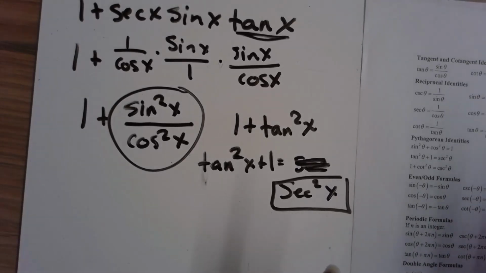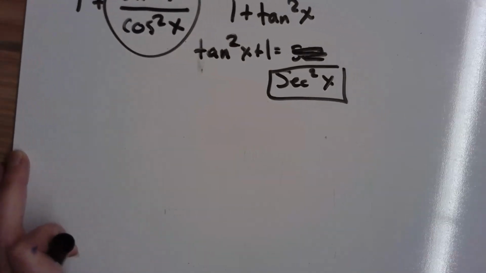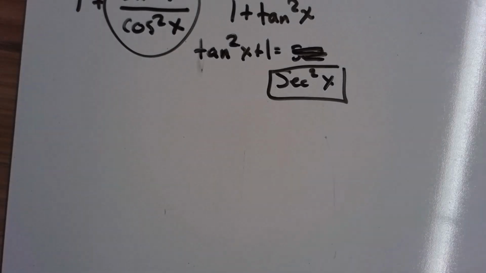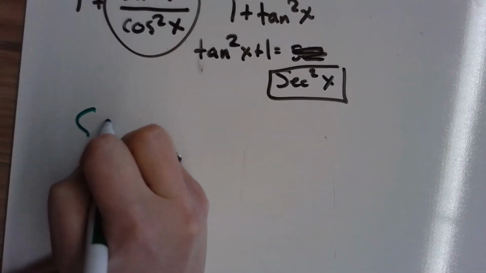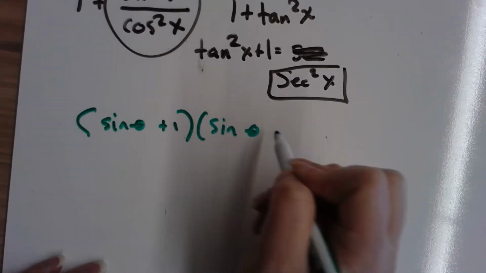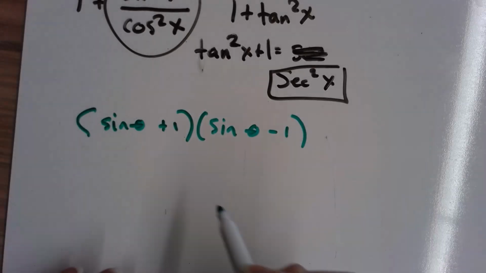So those Pythagorean identities come in pretty handy, especially when we have a sine squared, cosine squared, secant, tangent, cotangent, anything we have a squared in ones, we're going to look at those Pythagorean identities. Okay, one of our strategies also talked about if you have two binomials to multiply them. So our next one is going to be sine theta plus 1 times sine theta minus 1. Anytime I have binomials like this, we're going to start by foiling or multiplying them out.